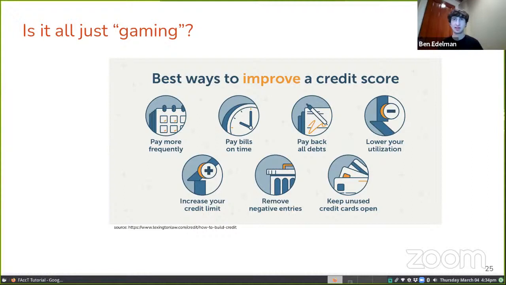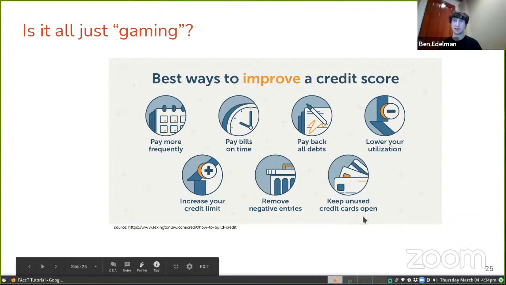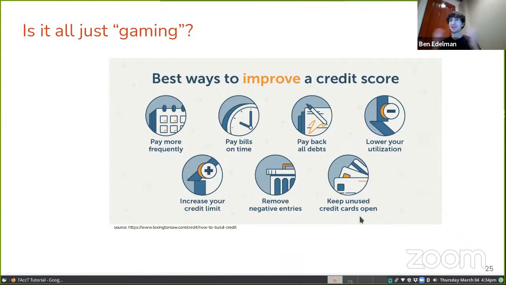Let's look at these examples of strategizing. Maybe you can think to yourself, how many of these really count as pure gaming that's not really affecting anyone's true creditworthiness? Down here we have a suggestion to keep your unused credit cards open. Now, if I see this and say, oh, I'm going to keep a bunch of unused credit cards open, then clearly this is probably not going to actually affect my ability to repay loans in the future. So maybe this counts as gaming in the traditional sense.